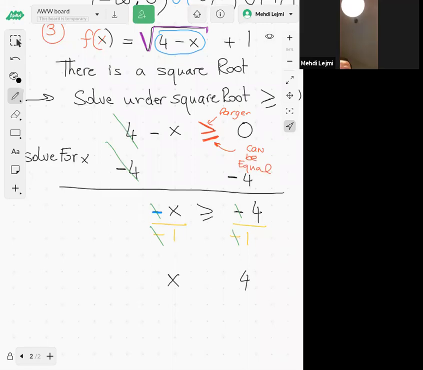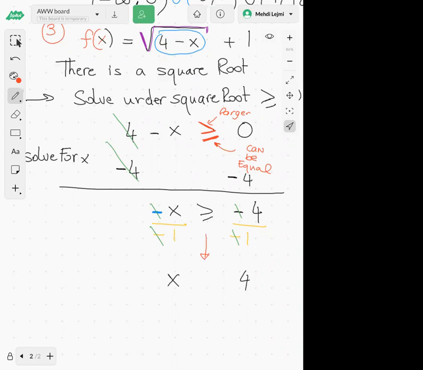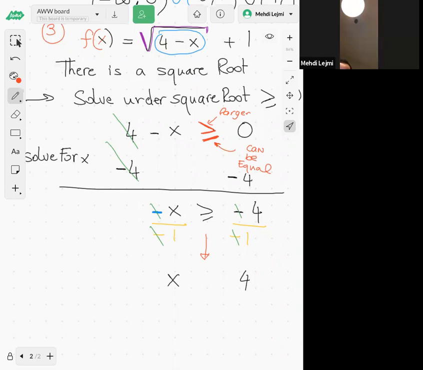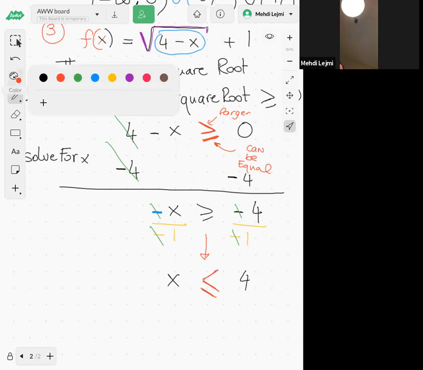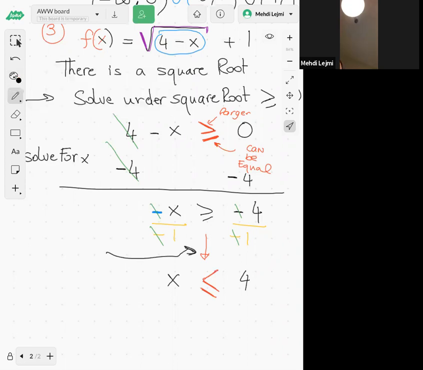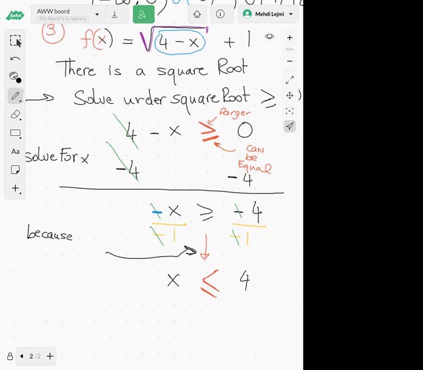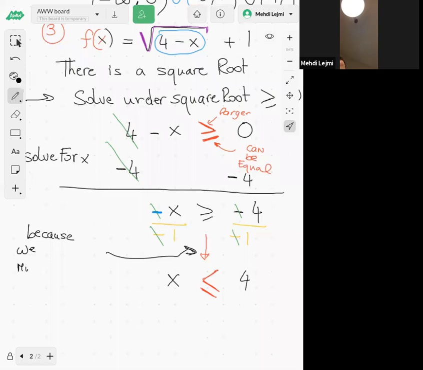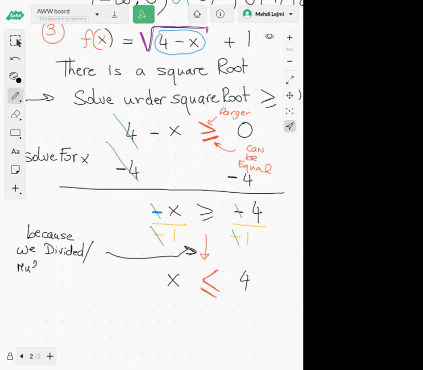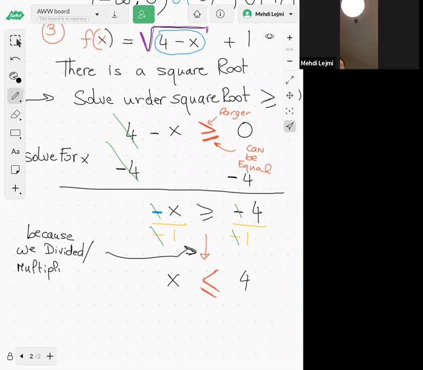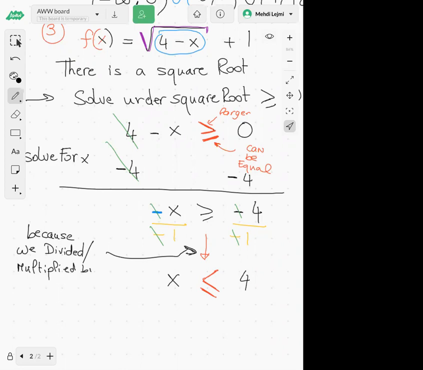But this is where you have to be careful, because we divided by a negative number, we have to change our inequality. So this is larger or equal, and larger or equal becomes less or equal. This is because we divided by a negative number. Either you divide or multiply by a negative number, you have to change your inequality.